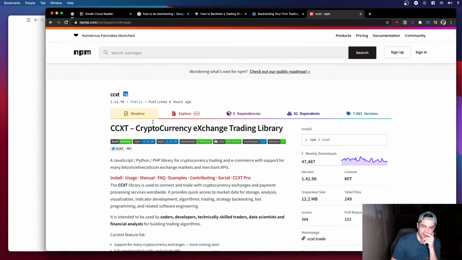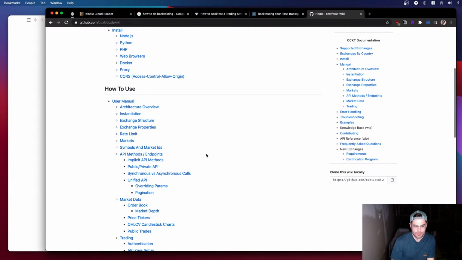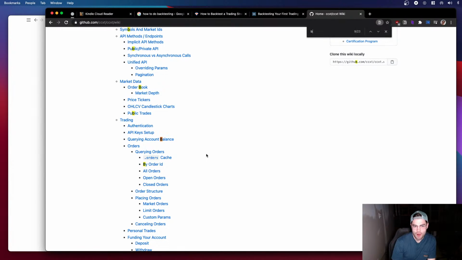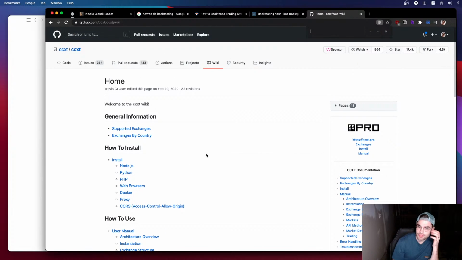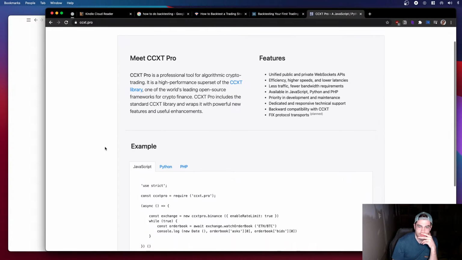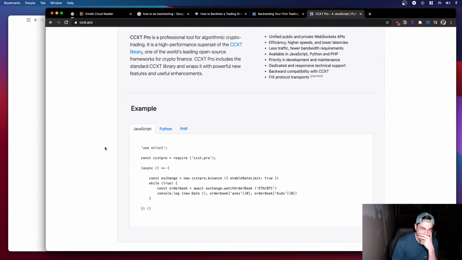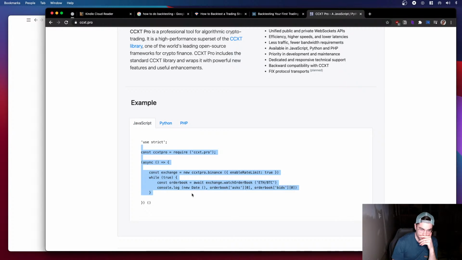This library did seem really cool for doing exchange, just doing trading in general. Do they have anything on backtesting here? No. So this isn't a backtester, this is just for trading. It does seem really cool.